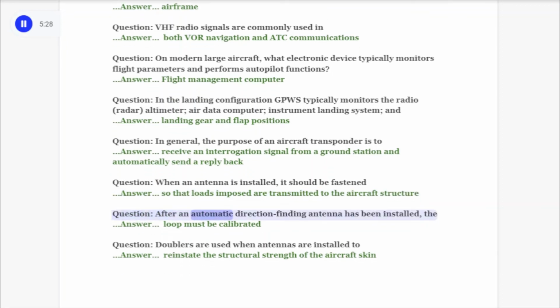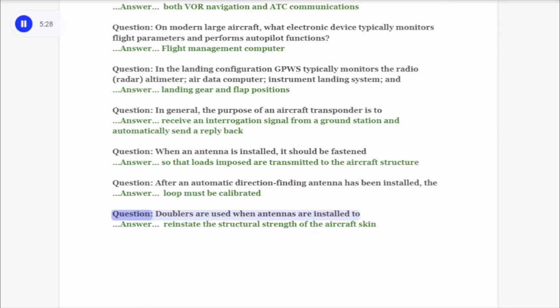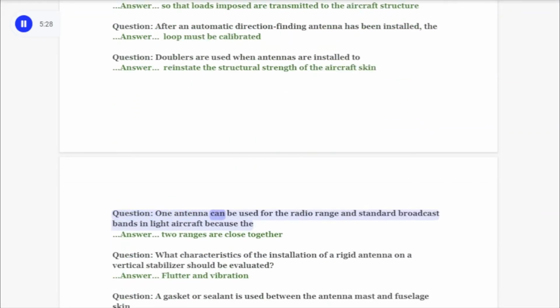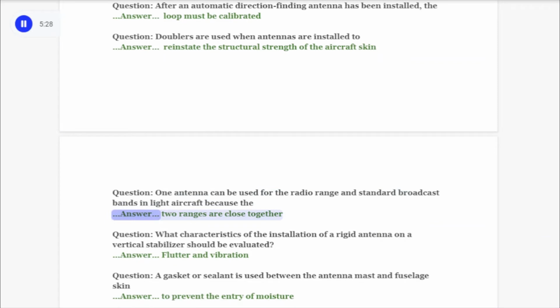Question: after an automatic direction-finding antenna has been installed, the. Answer: loop must be calibrated. Question: doublers are used when antennas are installed to. Answer: reinstate the structural strength of the aircraft skin. Question: one antenna can be used for the radio range and standard broadcast bands in light aircraft because the. Answer: two ranges are close together.